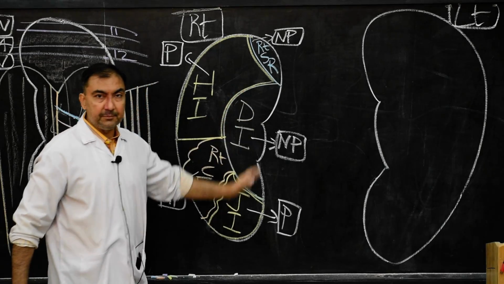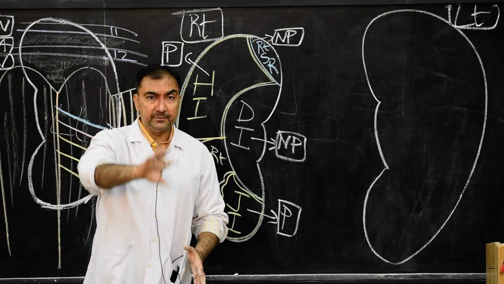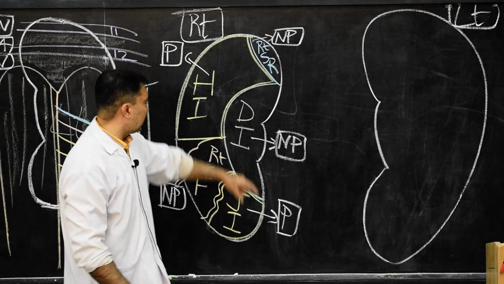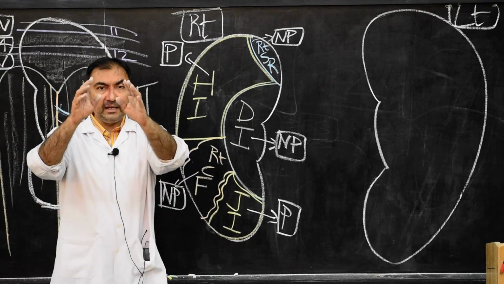So we have finished the impressions on the anterior surface of the right kidney. Total 5 impressions are there. Out of those 5 impressions, 2 are peritoneal. Which 2 are peritoneal? Hepatic impression and jejunal impression. Hepatic and jejunal, they are peritoneal impressions.